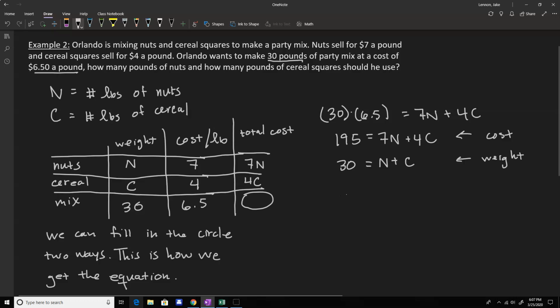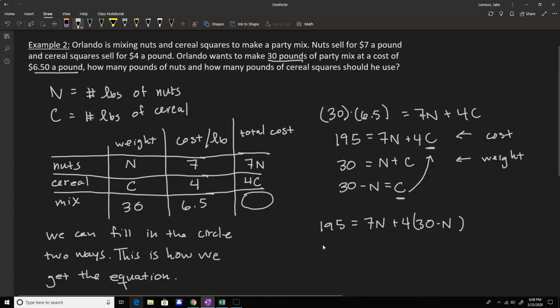So how can we put these 2 equations together? Well, we can solve the weight equation for one of the 2 variables. Let's say we solve it for C. So 30 minus N is equal to the value of C. And then we can plug C in up here where we see C in the top equation, and that'll allow us to solve for one of the letters. So we have 195 is equal to 7N plus 4, and then we're going to replace that C by 30 minus N. And now we have a linear equation in one letter, which we should be able to solve.